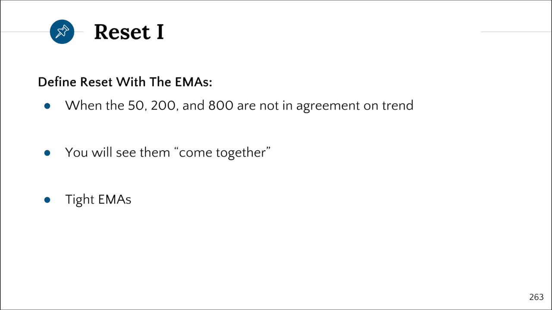Reset is defined when the EMAs do not agree on trend with the TDI, or when the EMAs are coming together. So if all the EMAs are bunched up tight together, like they're laying on top of each other, as I'm going to show you in the next few slides, then that is how we identify reset. That leads us to identifying it as a choppy market, a market that we would not want to be involved in. When the TDI is saying to trade in one direction, for example, sell, but the EMAs are saying to go long, they're in a disagreement, which we know is now divergence.